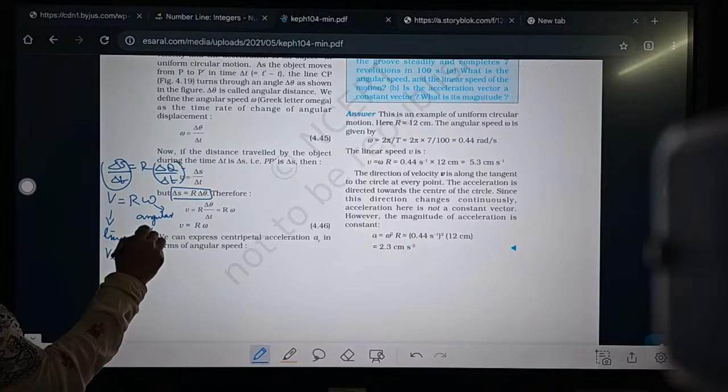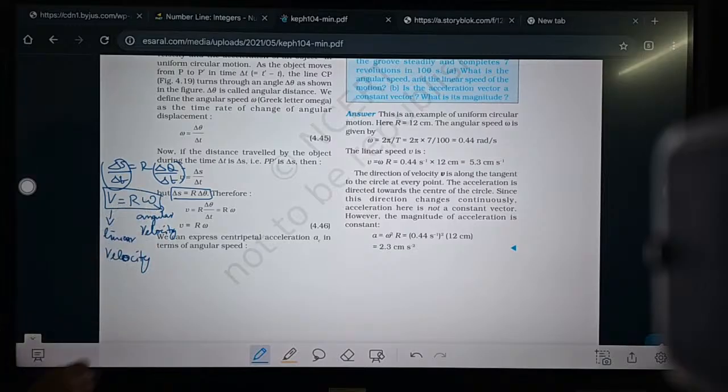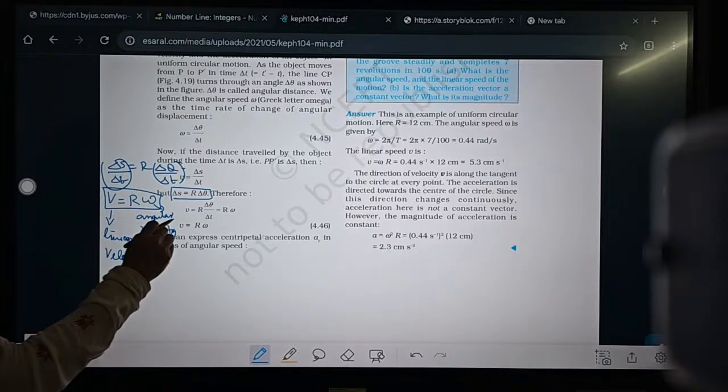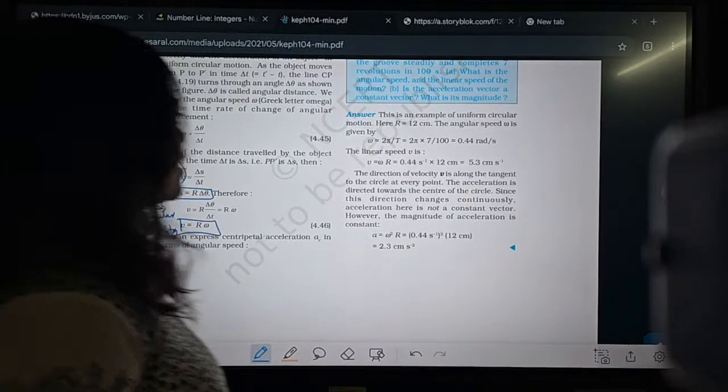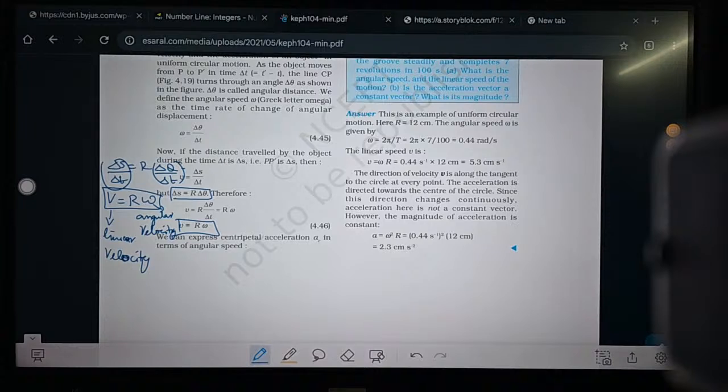Got it? So this is the famous relation between the linear velocity and the angular velocity. It is very, very important. Take a note of this also. And then you can go through this problem. It is a very simple problem only. I'll explain it to you right now.